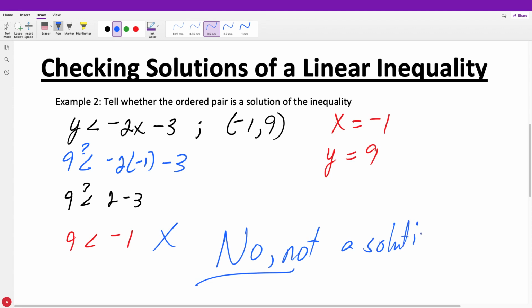All right, so this is something that's really important, though, that you need to be able to do when we actually go to graph. All right, so no, it is not a solution. So we need to be able to substitute in and identify if it works, then it is a solution. If it does not work, it is not a solution.